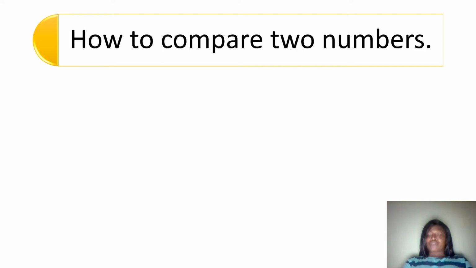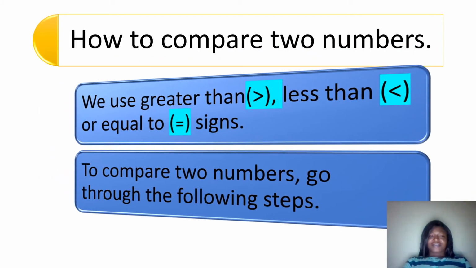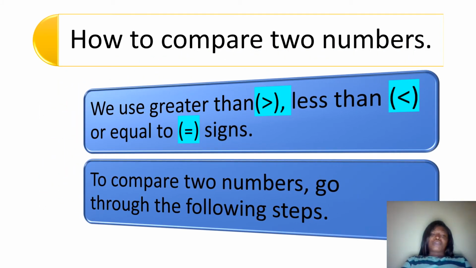How to compare two numbers? We use greater than, less than, or equal to signs to compare two numbers. So when you hear greater than, think of your right hand, the hand you use to eat. Then your left hand is less than, then the equal to sign.